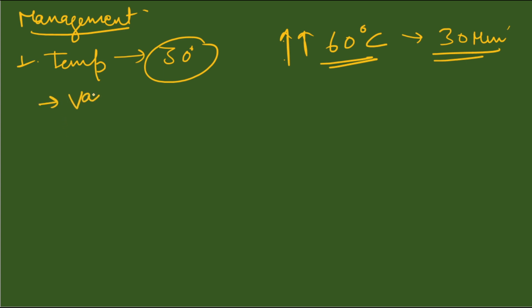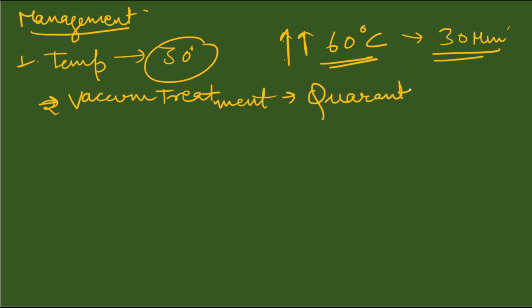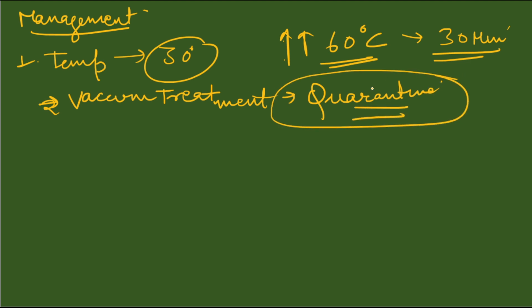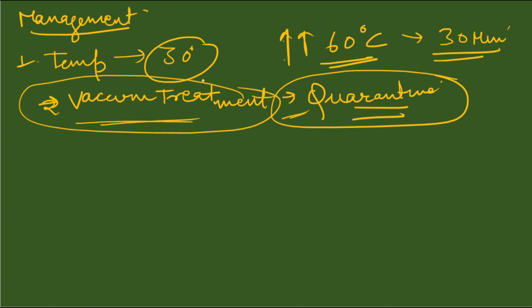Secondly, we can do vacuum treatment. It is a kind of quarantine solution. Whenever we are going to store our grains, we need to quarantine them in vacuum for some time. What happens is that all the Khapra beetles will be dead or destroyed during the quarantine period with vacuum treatment. So this can be done.